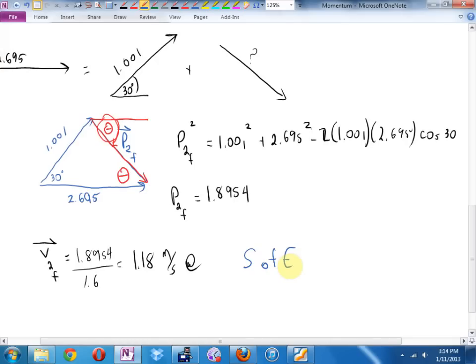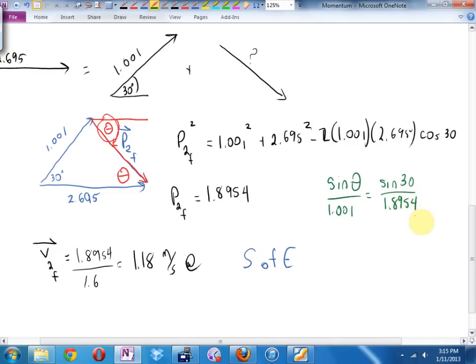Sine law. I'll go green. Sine of the mystery angle divided by what's across from it, 1.001, equals sine of the only angle in the triangle that I know divided by what's across from it, which I didn't know, but now I do. Don't use the velocity, use the momentum. It's the momentum that's conserved in the triangle.